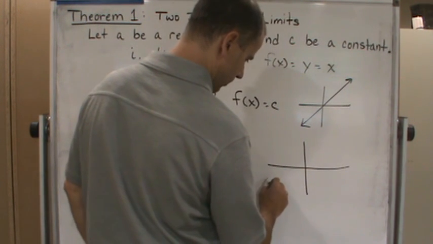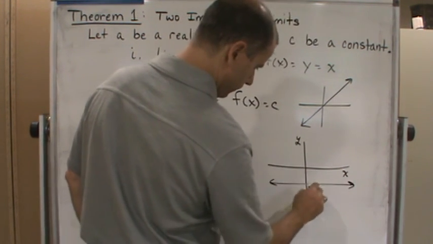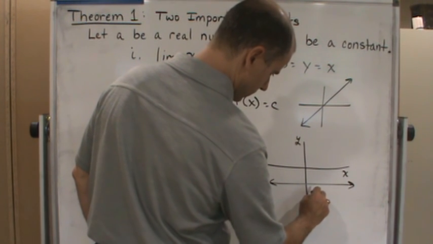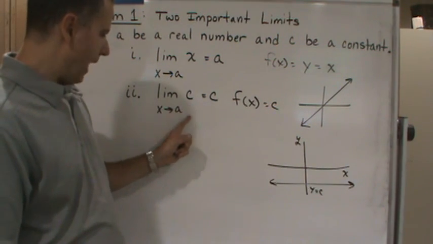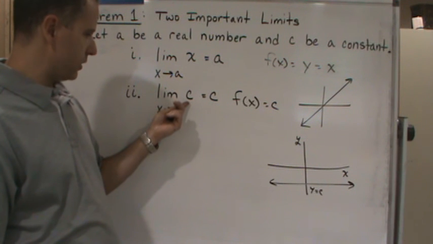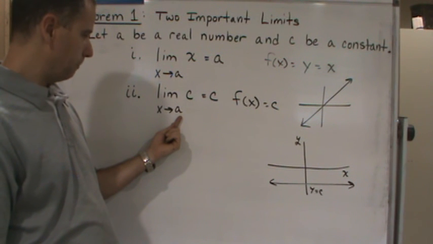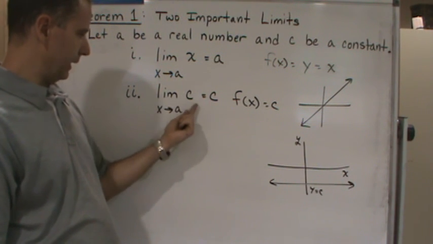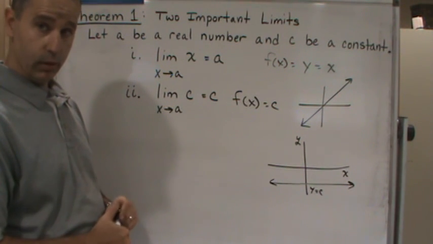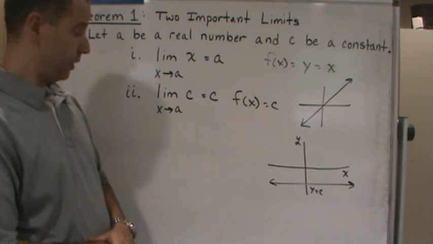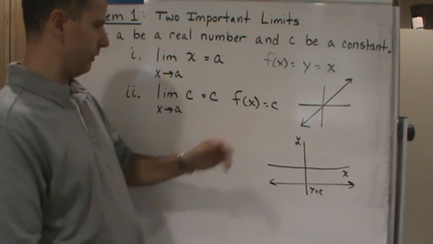So again, we could have something that looks like this. And this is at y equals c. So no matter what value of x you put into the function, it's always going to be equal to c. So naturally, the limit as x approaches some value a is always going to be c. And again, you could use a table to help understand this as well. Just create a table. f of x is always equal to c, no matter what value x is.